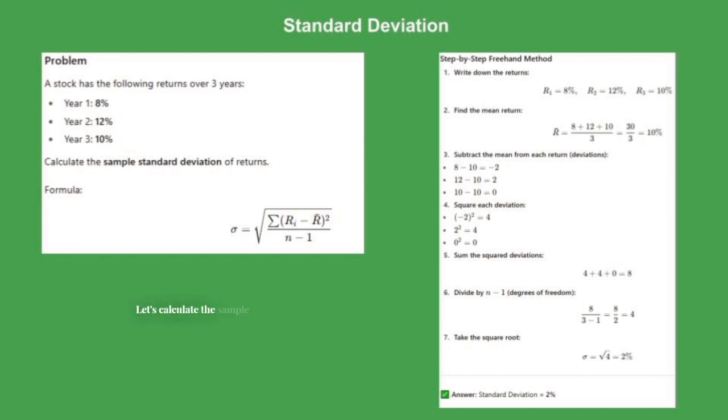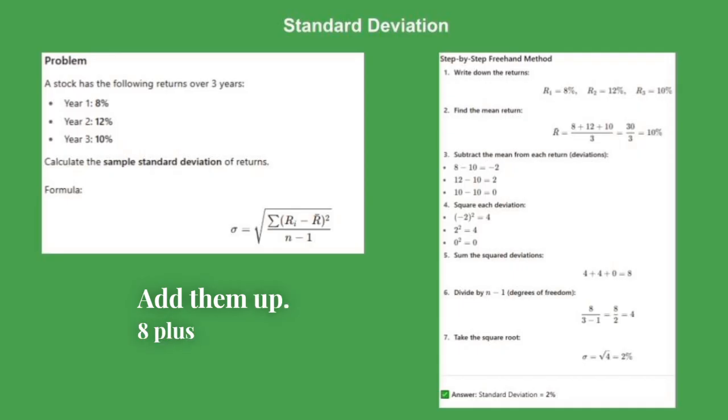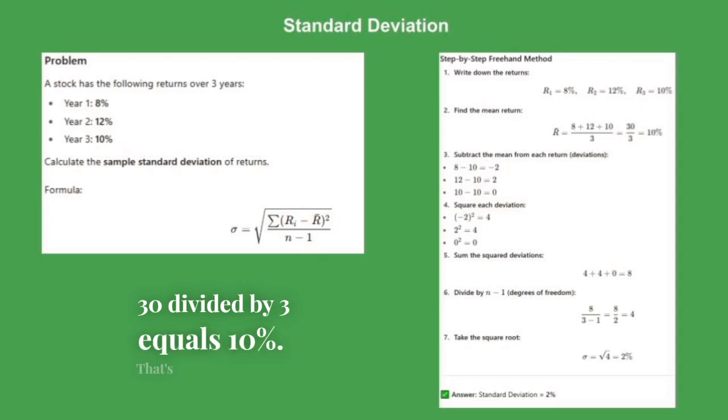Let's calculate the sample standard deviation of returns. The returns are 8%, 12%, and 10%. Step 1, calculate the mean return. Add them up, 8 plus 12 plus 10 equals 30. Divide by 3 observations, 30 divided by 3 equals 10%. That's the average return.